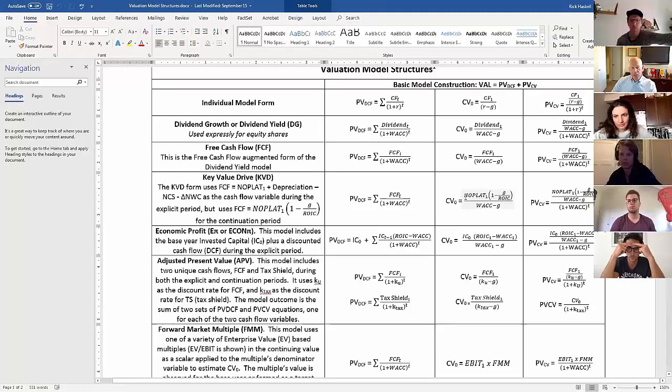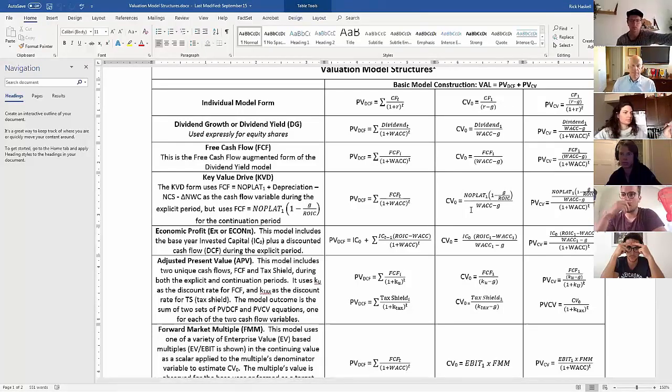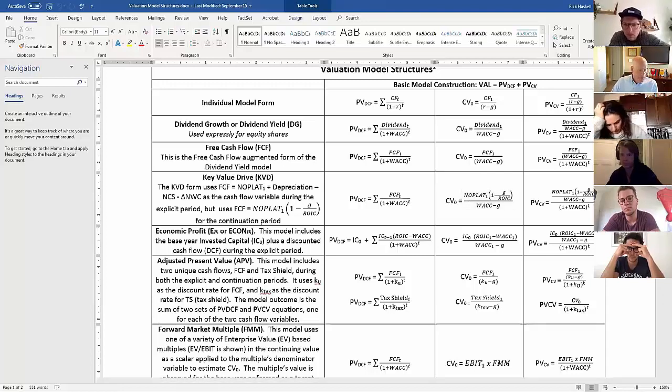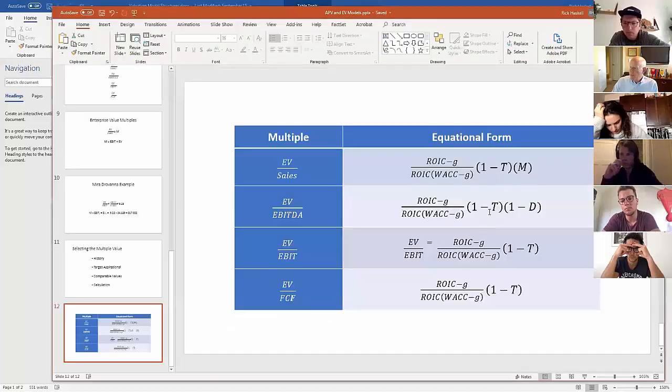Because NOPLAT is equal to what? What's NOPLAT equal to? You know this. EBIT times (1 minus T). EBIT times 1 minus the tax rate. So if you substitute for NOPLAT, EBIT times 1 minus the tax rate, you can now take and divide both sides of the equation by EBIT, can't you? And then you can do some rearranging if you'd like, so that you end up with this equational form.